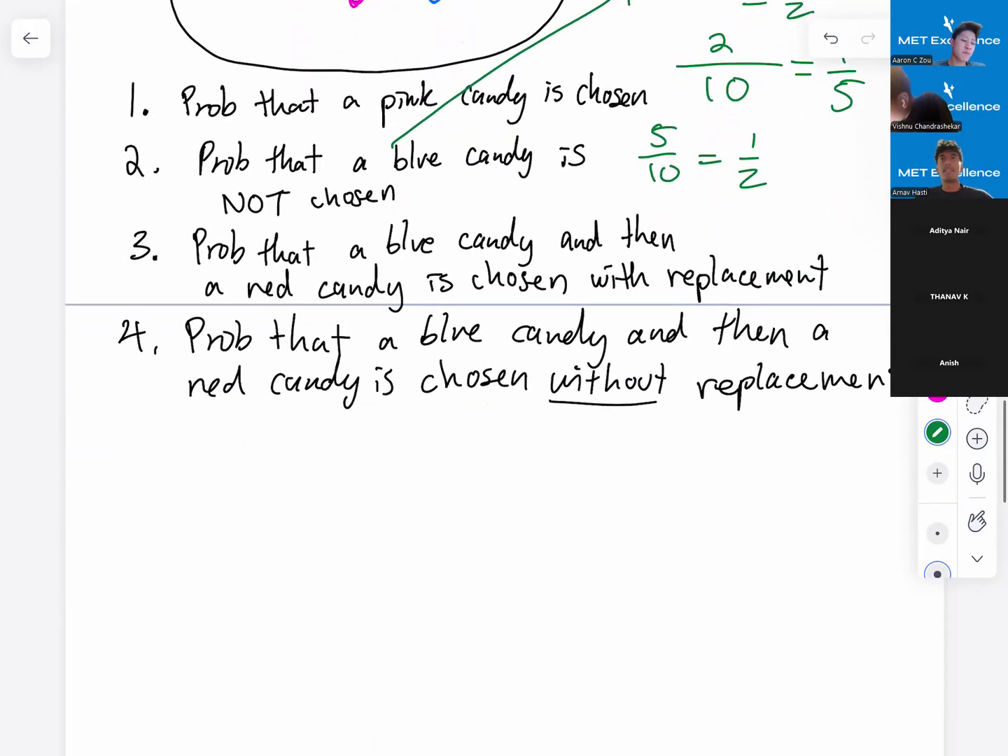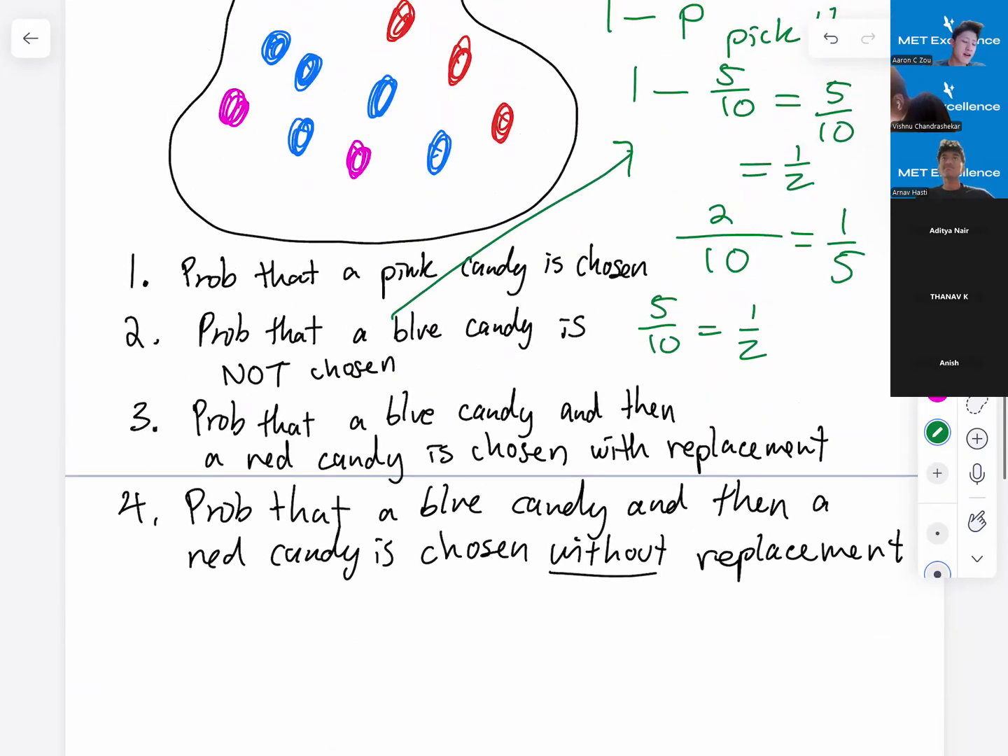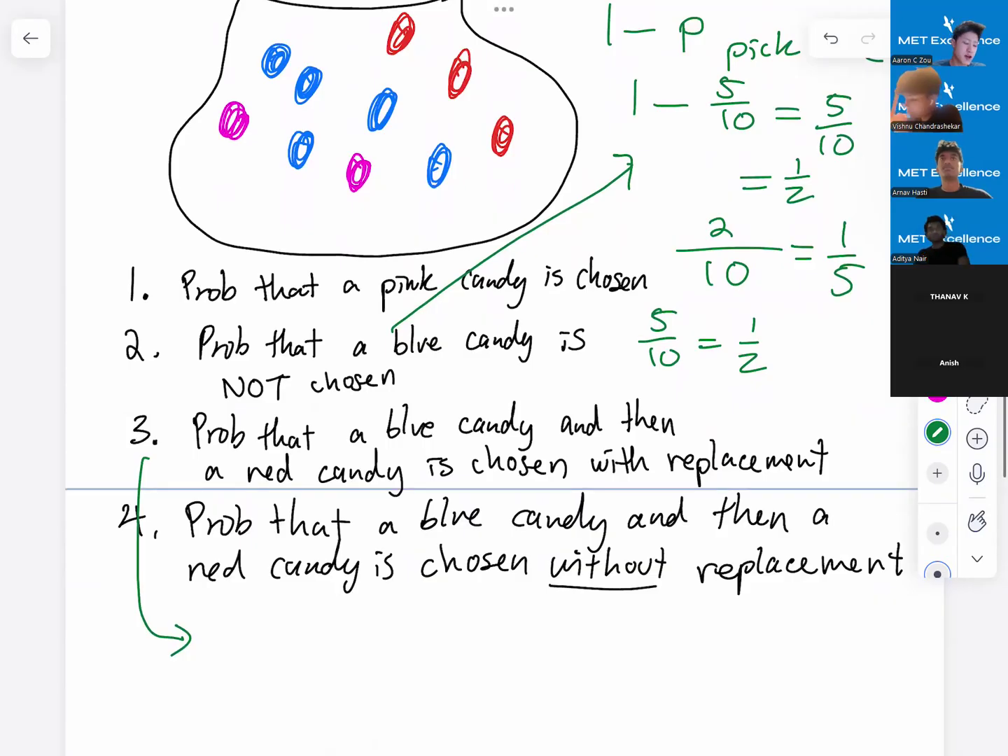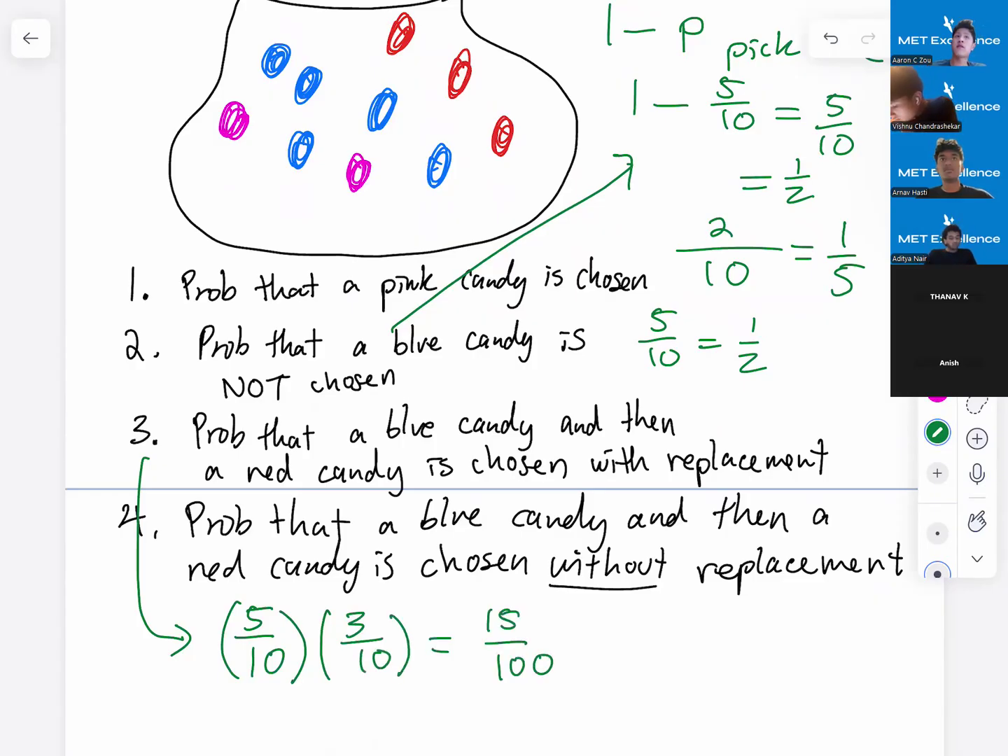For question 3, the probability that a blue candy and then a red candy is chosen with replacement is, the probability that we choose a blue candy is 5/10, and then we multiply this by the probability that we choose a red candy, which is 3/10. And this will give us 15/100, which is 3/20.